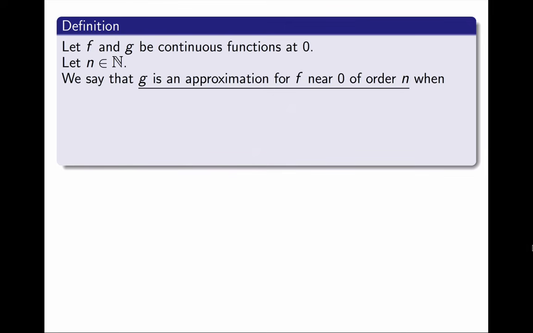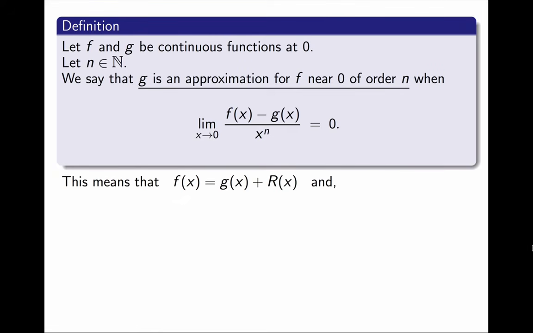Okay, as I was saying, g is an approximation for f near 0 of order n when the limit, as x approaches 0, of the difference of f and g over x to the n is 0. What does this mean? If I write the function f as g plus a remainder, this means that as x approaches 0, the remainder approaches 0 faster than x to the n approaches 0.